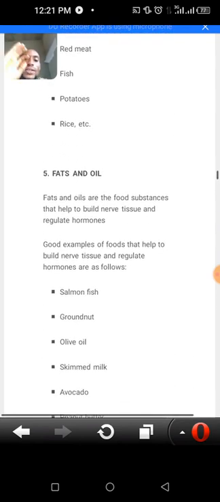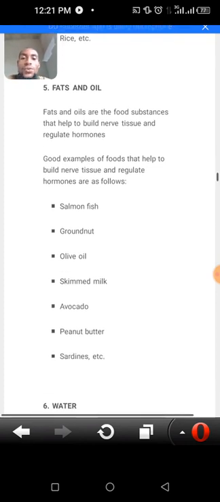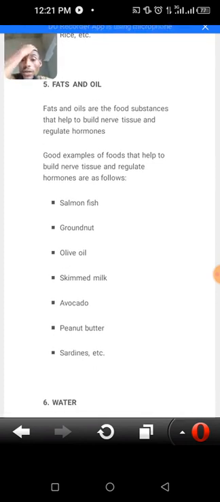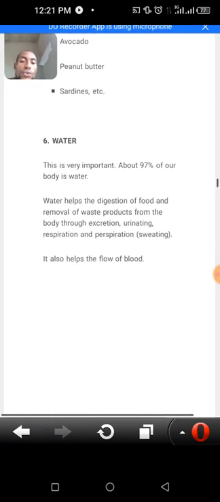Then fat and oil that build what? Our nerves and tissues and regulate our hormone system. We eat food like what? Olive oil, that is groundnut oil, peanut butter, sardine. Then water. We said water is very important in our life. We need to drink a lot of water so that it will help us to remove excessive waste from our body, and also it will help us in the digestion of food.